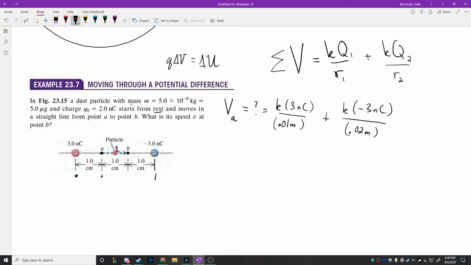Now, K is... Can you guys get an answer? Yeah, of course you have to do that. But keep in mind that if I have 10 to the 9 show up in K, and I put a nano in here, the nano is 10 to the negative 9, right? So the 10 to the negative 9 basically annihilates the 10 to the 9. So really you just have 9 times 3 over 0.01 plus 9 times negative 3 over 0.02. That's what you got.